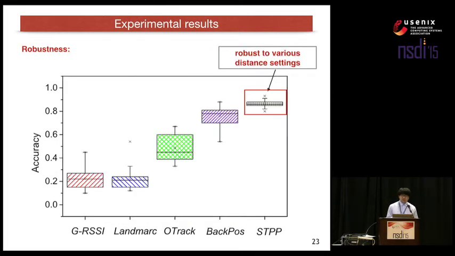Then we examine the robustness of our proposed relative localization scheme. In this trial of experiments, we varied the distance between adjacent tags from 1 meter to 10 centimeters. This figure shows a box plot of the accuracy values of different schemes as we varied the distance between the adjacent tags. The whiskers here indicate the values outside the upper and lower quartiles. From this figure, we have two observations. First, the median accuracy of STPP is significantly higher than that of the other four schemes. And second, STPP scales better than the other four schemes as the adjacent tag distance decreases.